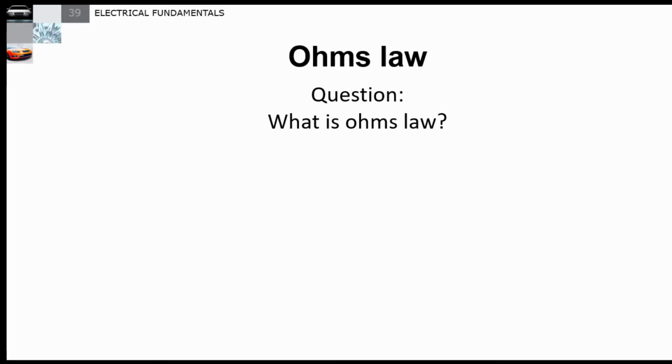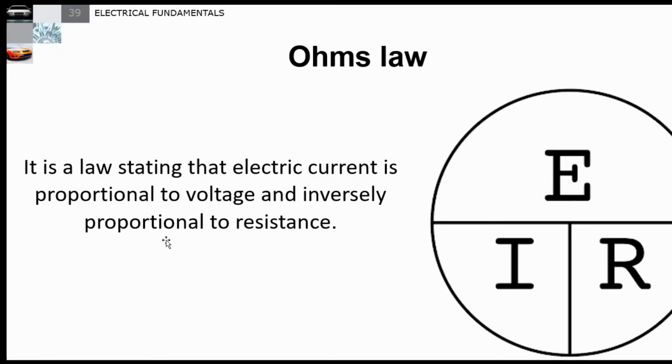So if we remember from last week's classes and videos, Ohm's law is a law stating that electric current is proportional to voltage and inversely proportional to resistance. So we can see our Ohm's law is usually illustrated by a symbol that looks like this: E, I, and R in a circle.